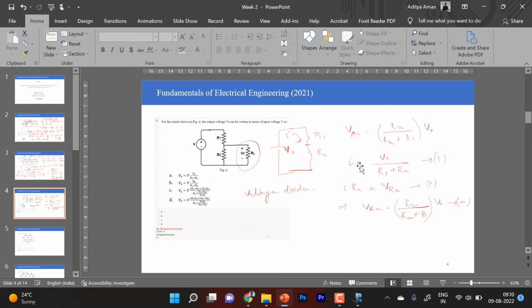So what is V? V naught. Yes, this I is equal to V0 divided by R1 plus Rx. Correct. So that is the current I. Now I am asking you what is the potential across the resistance Rx? How would you figure that out, Prashant?